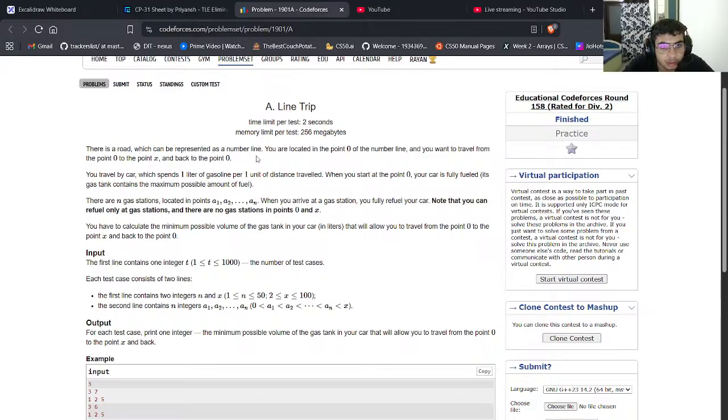There are n gas stations located at points A1, A2, and so on. When you arrive at a gas station, you fully refuel your car. Note that you can refuel only at a gas station. There is no gas station at point zero and X. You have to calculate the minimum possible volume of the gas tank in your car that will allow you to travel from point zero to point X and back to point zero.